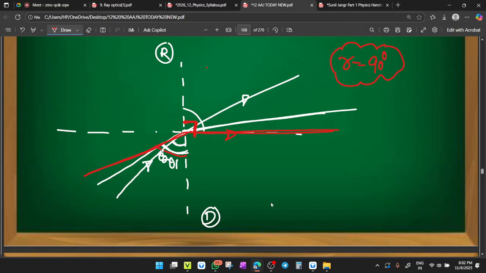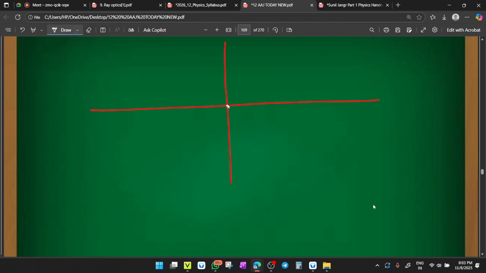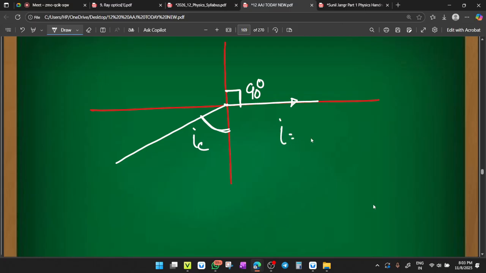So the angle of incidence for which the angle of refraction equals 90 degrees is called the critical angle. So this time your angle of incidence, theta 3, the third angle, is called the critical angle. I am making a clear diagram to make it easier to understand. See here, the incident ray is incident at some particular angle IC, and the refracted angle becomes equal to 90 degrees. Clear? So I equals IC.